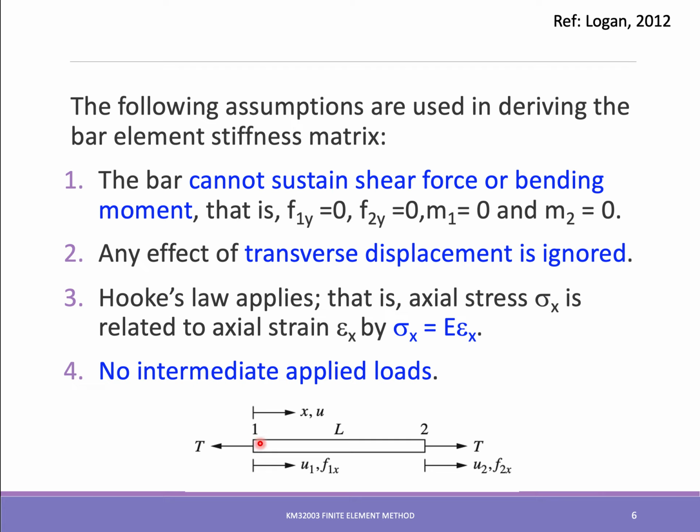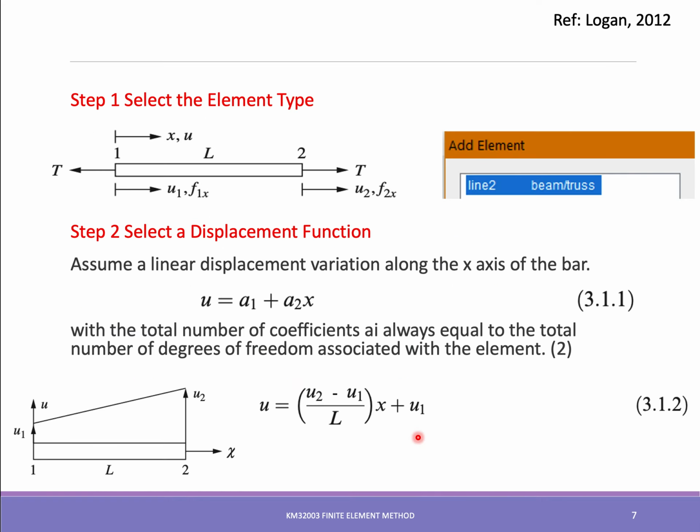there are no forces or loads acting in between the two nodes. We only put the loads at the nodes. There is no intermediate applied load along the bar. So we cannot put any loads across the position except at the nodes themselves. If you want to apply forces in between, you have to divide them into two different elements and so on. But in the element itself, we cannot put any load.